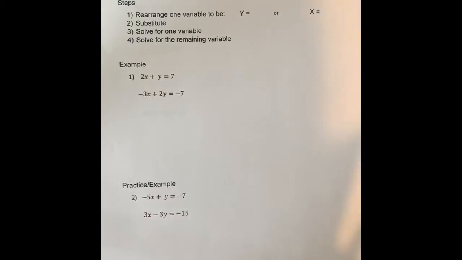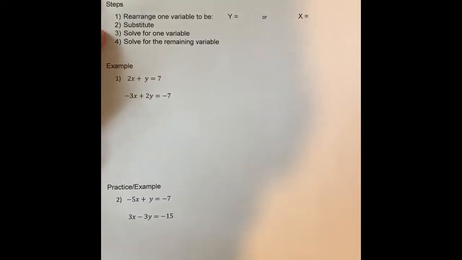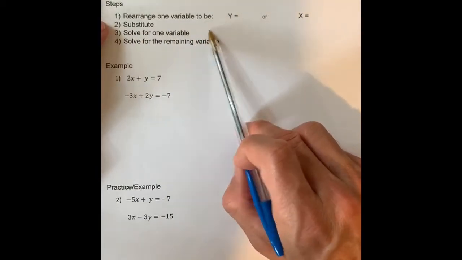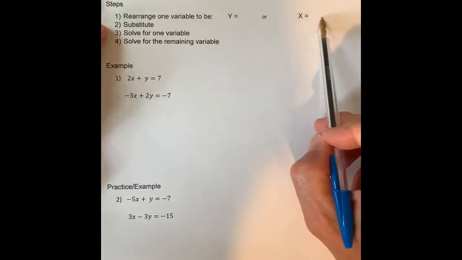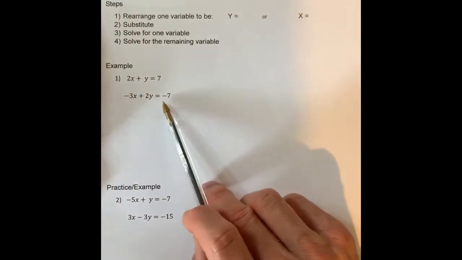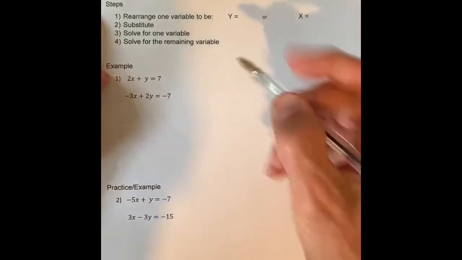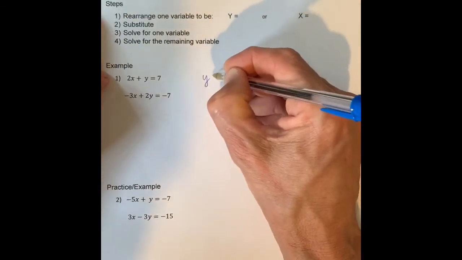Now we're going to do a question where we use a technique called substitution. Now I've got 4 steps here for you. The first step is rearrange one variable to be y equals or x equals. So I'm going to guide you the first couple times. I look at these 2 equations and I found the y all by itself. That's going to make it easier. So I'm going to rearrange this for y equals.